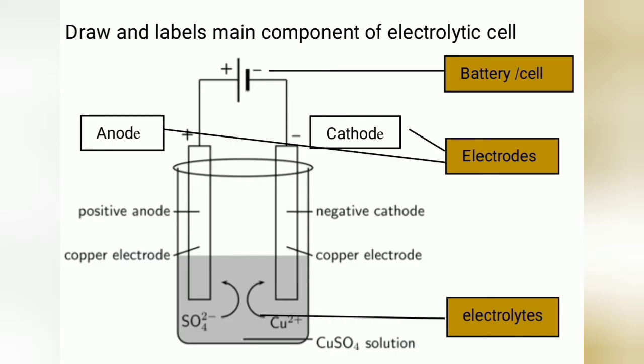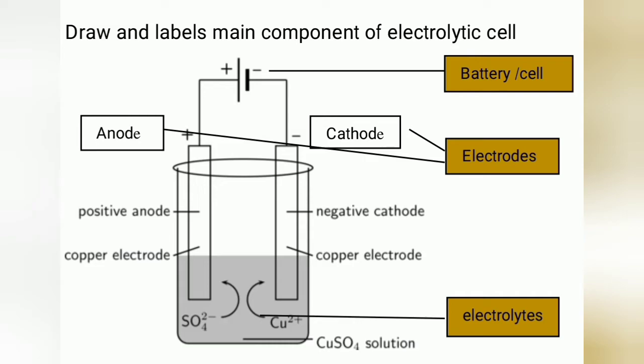Three main components of an electrolytic cell: battery, electrodes, and electrolyte. Each label of the main components can be written right, left, and right, and use a straight line to show the components.